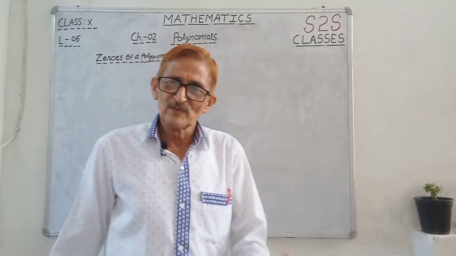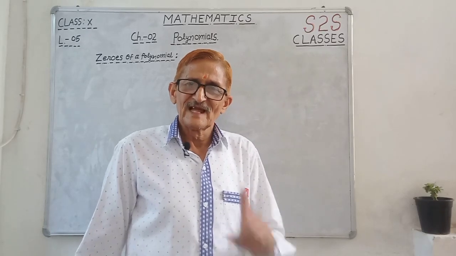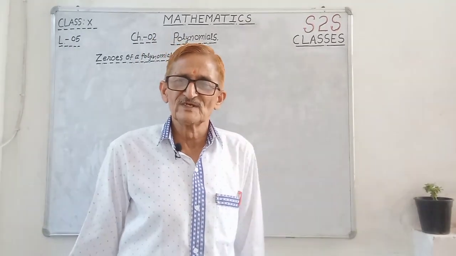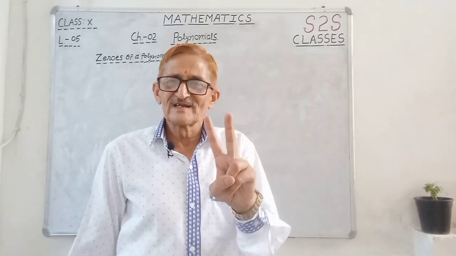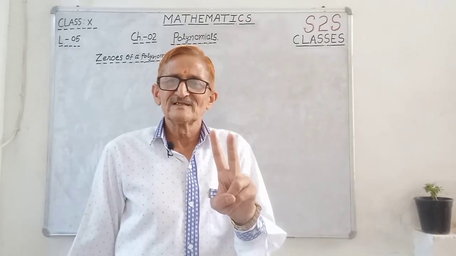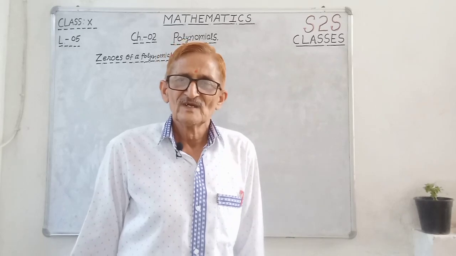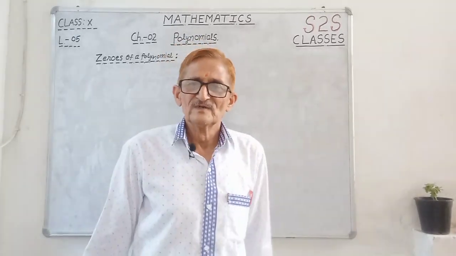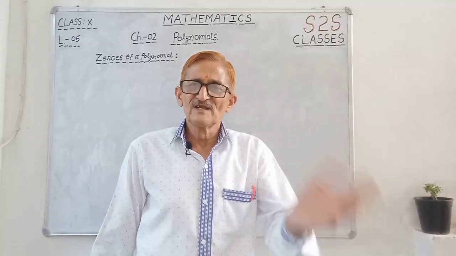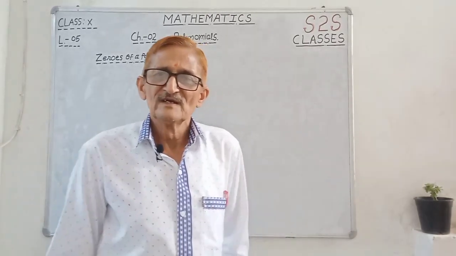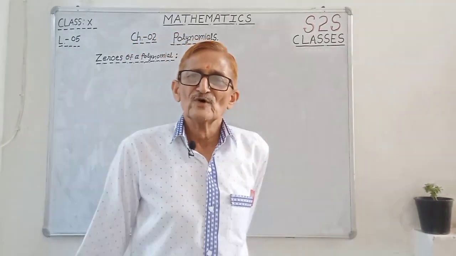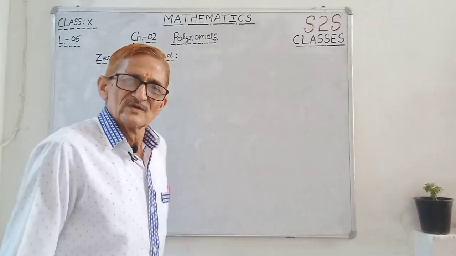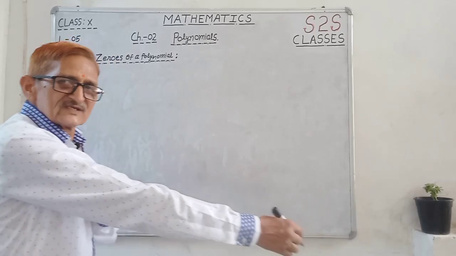Okay, if it is a linear polynomial, then there will be one value of x on which it will be zero. If it is a quadratic polynomial, then two values will come, maybe both the same value, or maybe different values. For the cubic, similarly, 3 values of x will be there on which the polynomial becomes zero. Okay, so now write down this definition.